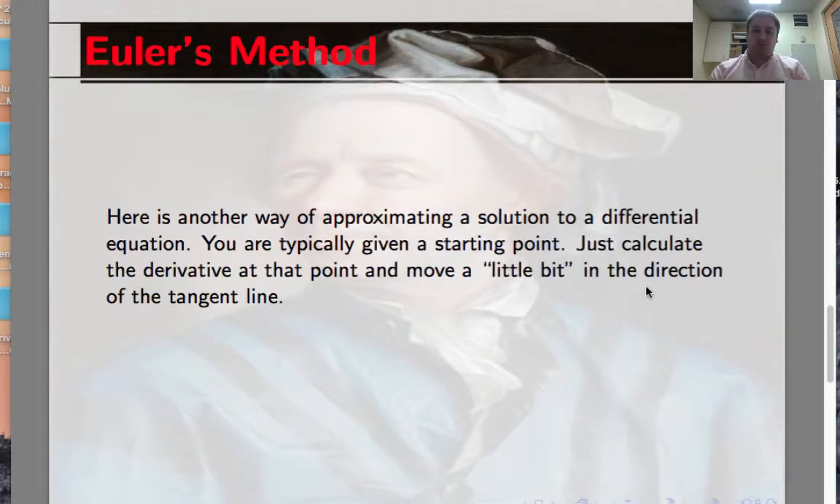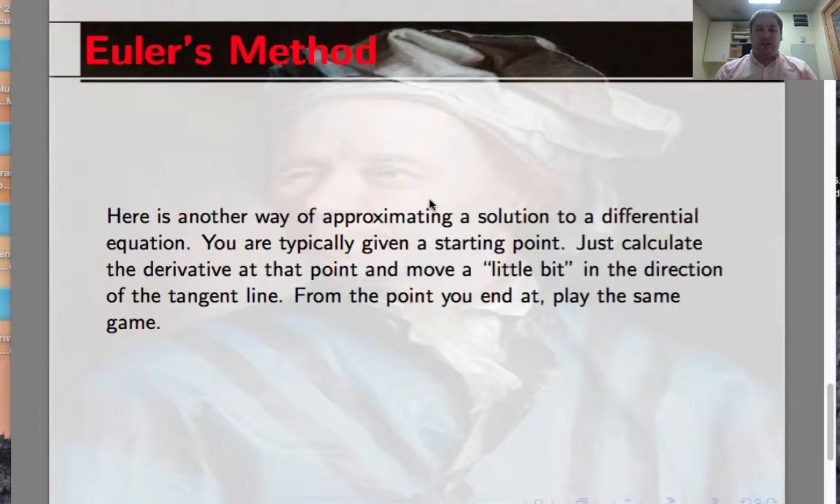Because you have a differential equation, you can calculate the derivative at that point. And so if that derivative is, let's say, 2, that means you're going to have a slope of 2. And you're going to move along that slope of 2 for a little bit. I'm putting that in quotes because you can just define what I mean by a little bit here. It can be 1 unit, it can be half a unit, it could be 20 units. It's whatever you think is a little bit for your given problem. So you basically just move along your tangent line a little bit.